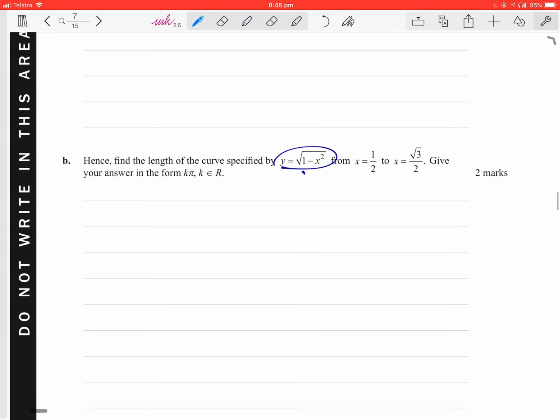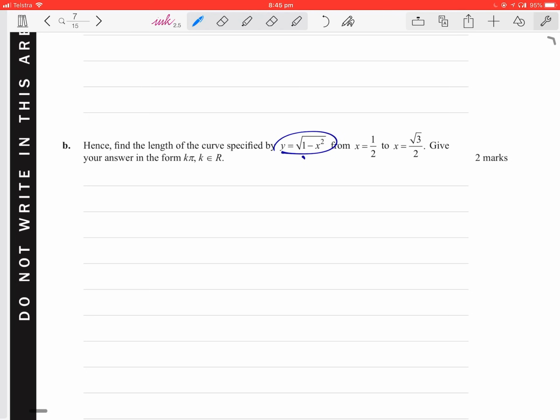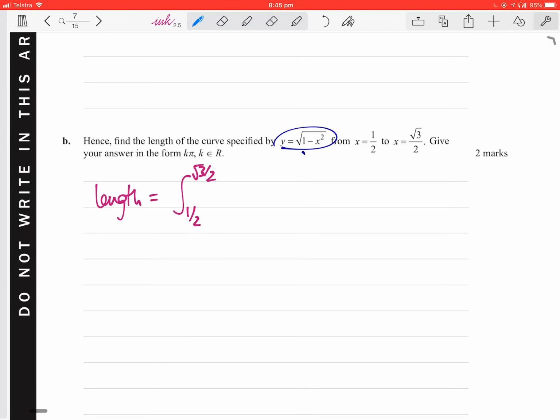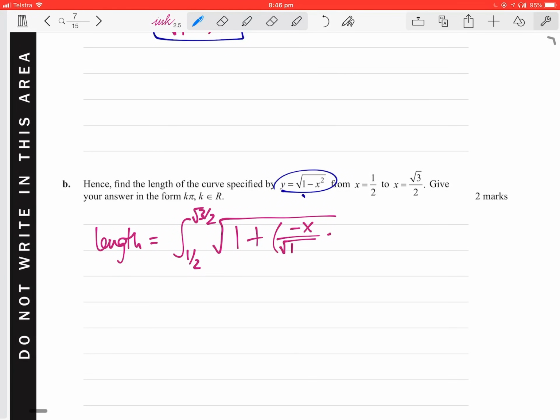Hence, find the length of the curve specified by y equals root 1 minus x squared from x equals a half to root 3 on 2. Give your answer in that form. Okay, the length of the curve is from a to b, 1/2 to root 3 on 2. I reckon this is going to have something to do with sine, cos, or tan inverse, because look at those terminals. Okay, we know it's a square root of 1 plus dy dx squared, so negative x on root 1 minus x squared squared dx.